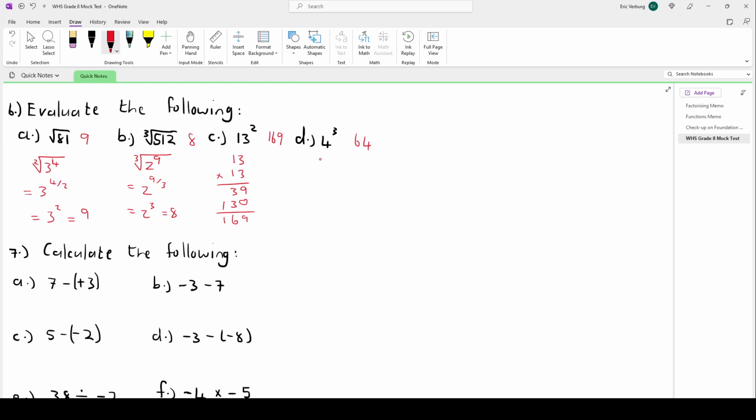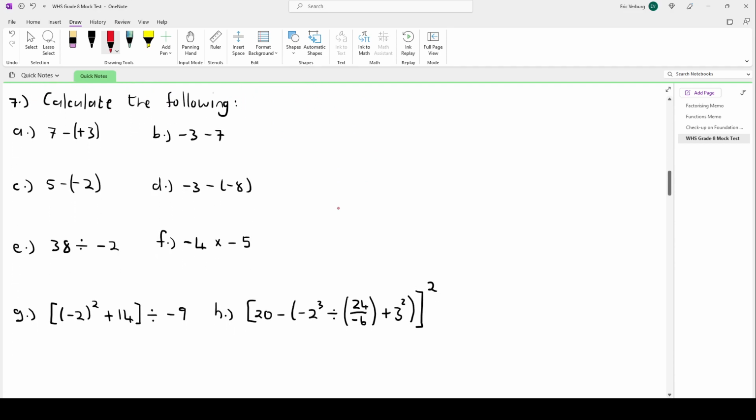4 cubed, that just means 4 times 4 times 4, right? Okay, so what I'm going to do is first do 4 times 4, and then that answer I'm going to multiply by 4 again. So 4 times 4 is 16. And then we're just going to say 16 times 4. So 6 times 4 is 24. 1 times 4 is 4, plus 2 is 6. And that gives us the 64.